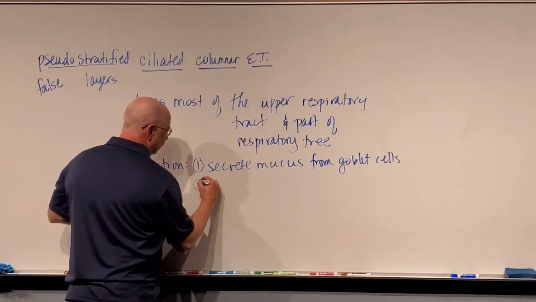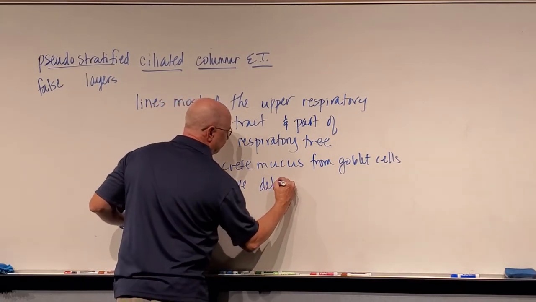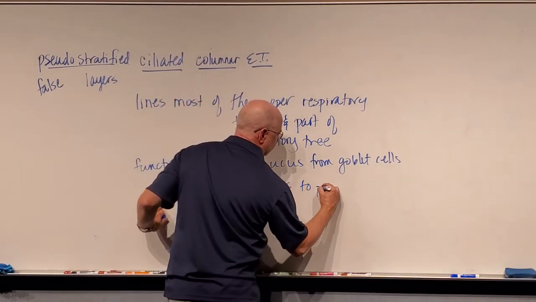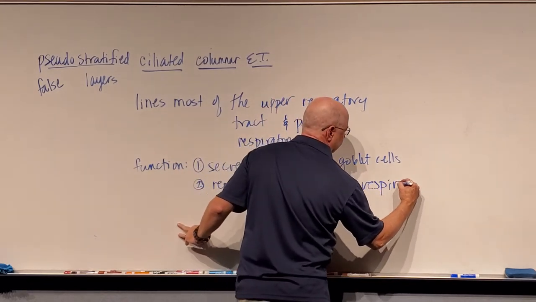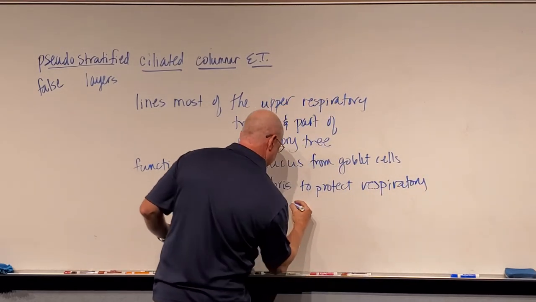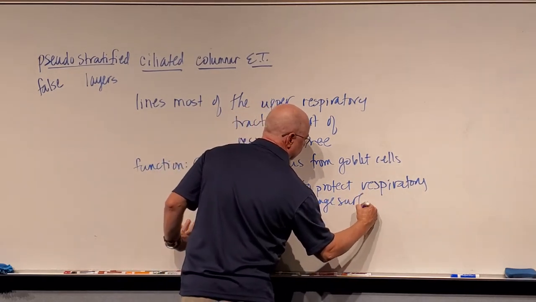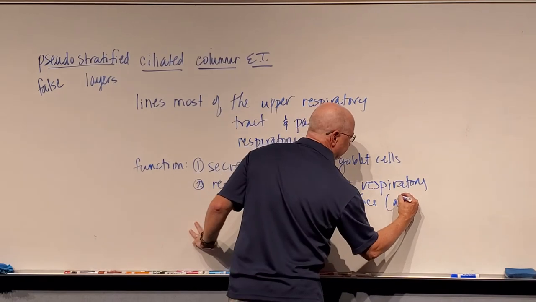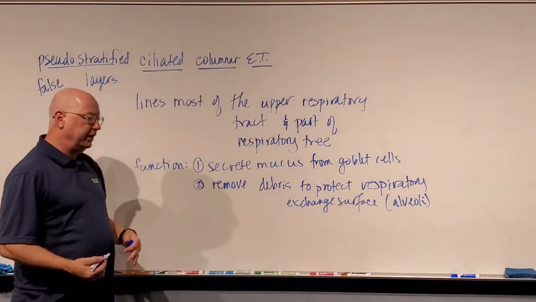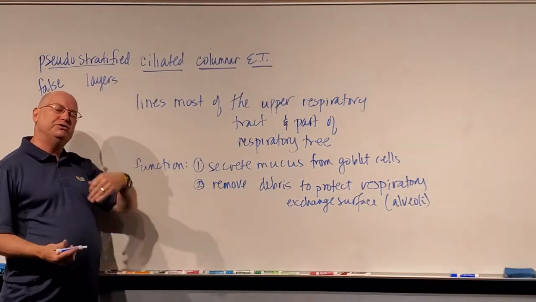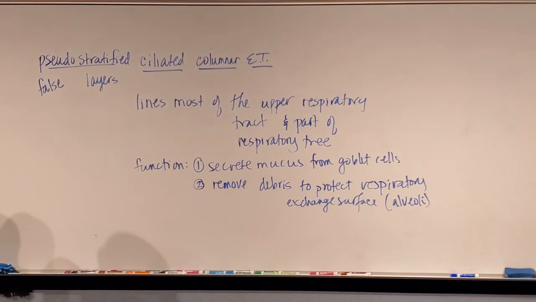Its second function is that it helps remove debris to protect the respiratory exchange surface. And that respiratory exchange surface is the alveoli. Now, this tissue is not found in the alveoli. It's found in the tubes that lead to it. So, pseudostratified ciliated columnar epithelium.